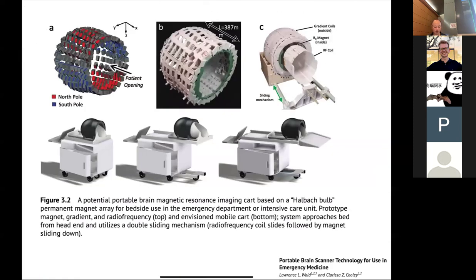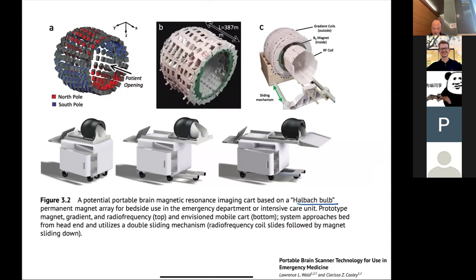But there are other groups that are doing even more next generation work. So for example, here, you can see they're making the magnet itself in this bulb shape, right? Out of little permanent magnets. Okay. This is what they call a Halbach bulb. And this is something that they're proposing for emergency department or intensive care use.